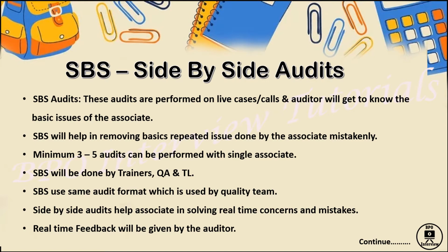Basically, the trainer or QA does the SBS only when the associate is making the same error again and again after having multiple feedbacks. That is the reason the QA or trainer will think, let me sit beside the associate and do live audits. Doing live audits while sitting near the associate is known as side by side audits. I hope you got a clear understanding of it.